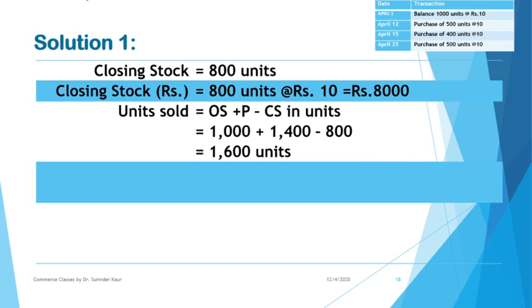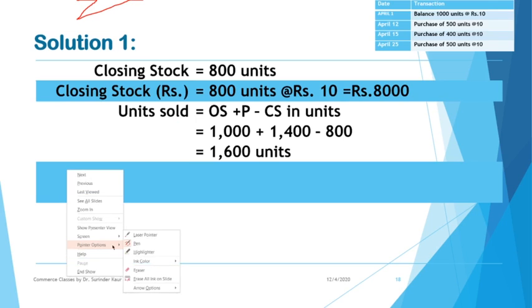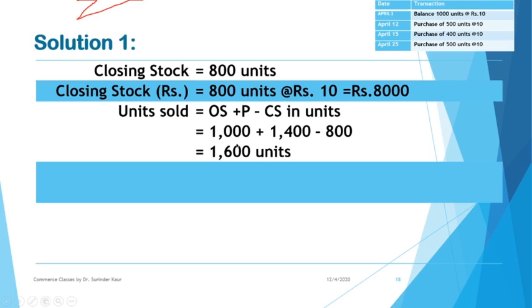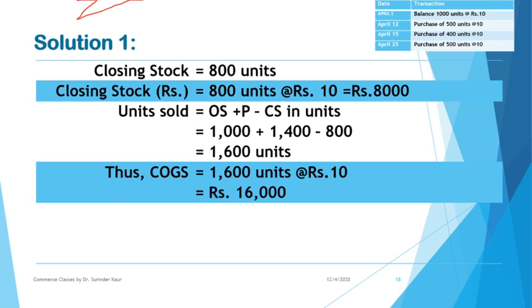You have an opening balance of 1000, and you have purchases of 500 plus 400 plus 500, and you are left with 800 units. Okay, so that gives you 1600 units as sold. So cost of goods sold will be 1600 as per the pricing method, 10 rupees. So 16,000 rupees will be the cost of goods sold.